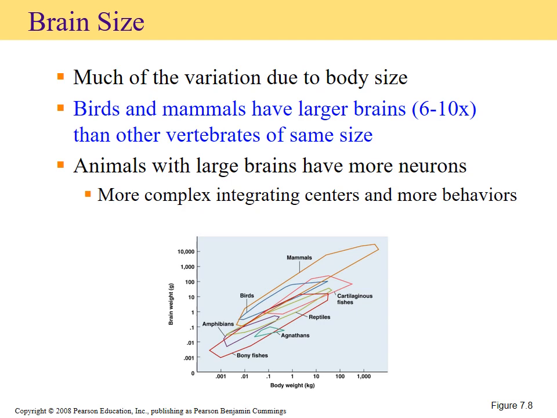But remember, at the end of the day, it doesn't necessarily mean that a large brain equals more complexity just because you have more neurons. It's all about making those synaptic connections that will allow us to increase the complexity of the nervous system.